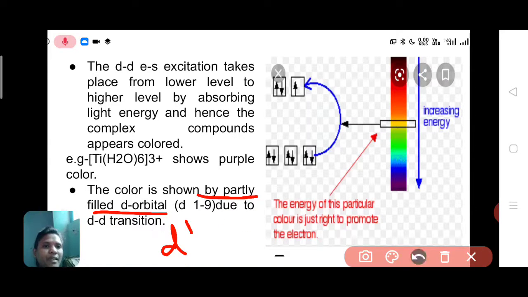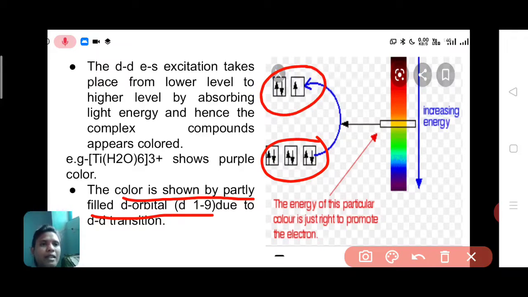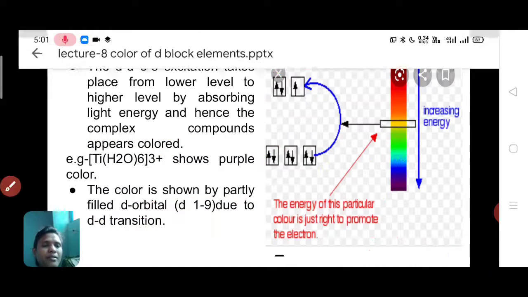So see here, the color shown by transition elements is due to partly filled d orbital, that is d having 1 to 9 electrons, and these 1 to 9 electrons from d orbital absorb light energy and promote from lower energy level to higher energy level. So this promotion requires what? This light energy, and due to this light energy any complex compound appears in color. Okay, so this is the relation between d orbital and appearance of color.